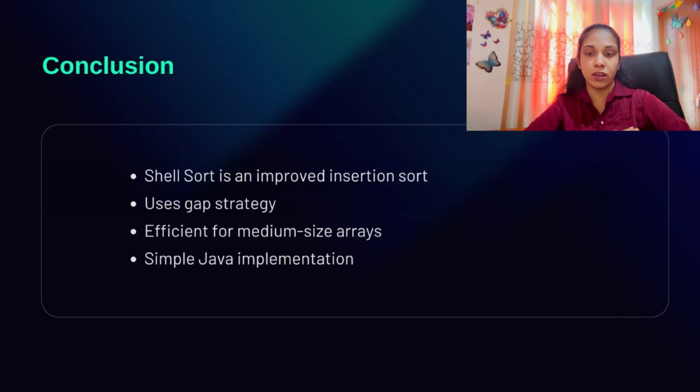Conclusion. To conclude, Shell Sort is a powerful improvement of insertion sort. It reduces unnecessary movement by using gaps, making it much faster for medium-sized datasets.